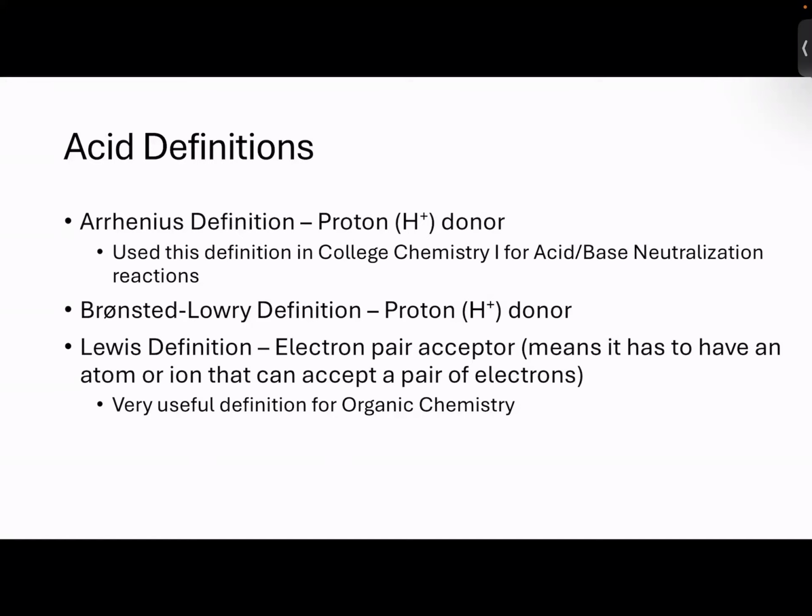Now, the second definition is the Bronsted-Lowry definition, which again is a proton donor. So Arrhenius and Bronsted and Lowry all agreed as to what an acid was. They are proton donors, meaning they have to have an acidic hydrogen.